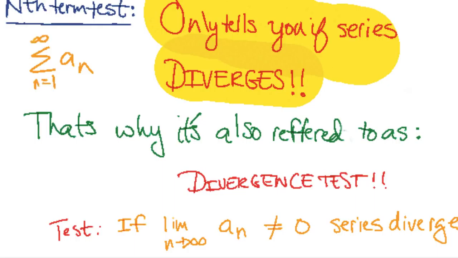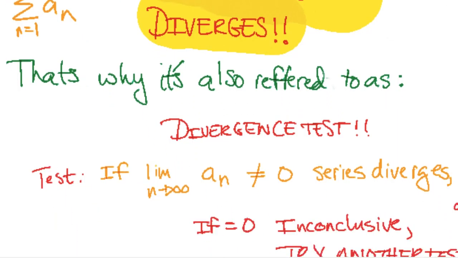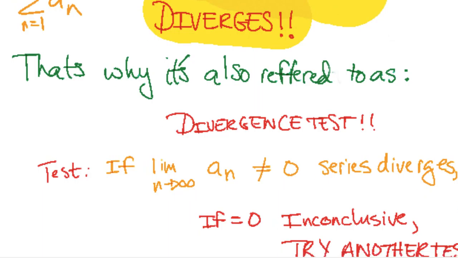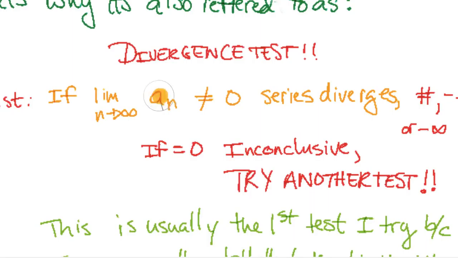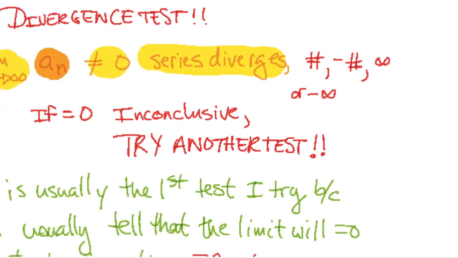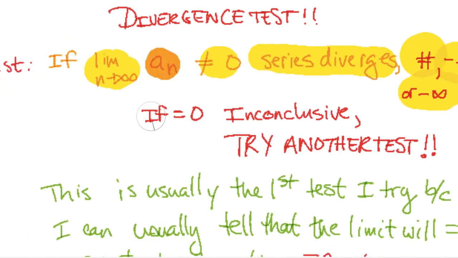So what is the actual test, this divergence test, or nth term test, whatever you want to call it? It basically states that if you take the limit of the sequence, dropping the summation sign, as n approaches infinity, and it doesn't equal 0, then the series diverges. So if you take the limit, you get a number, a negative number, infinity or negative infinity, all those things don't equal 0, so it would diverge. But if it equals 0, it tells you nothing. It's inconclusive, so you have to try another test.